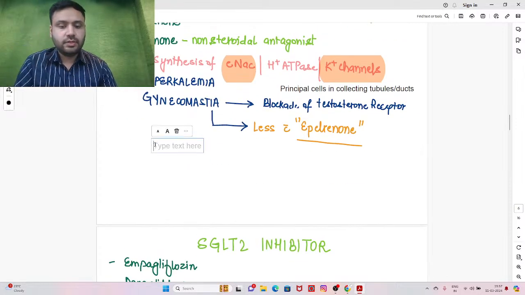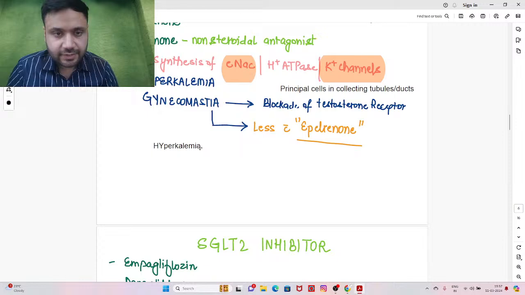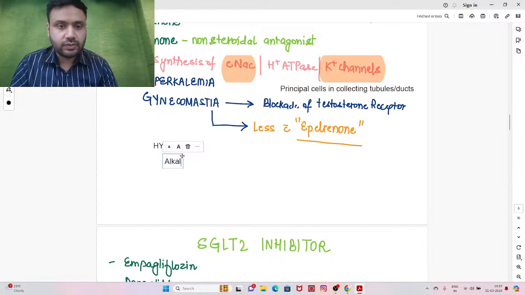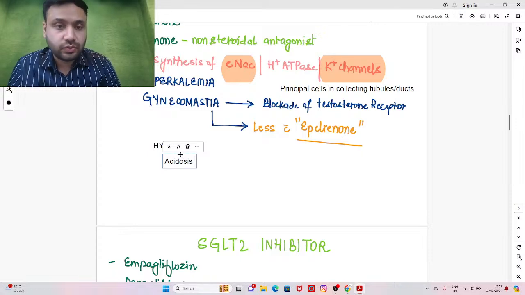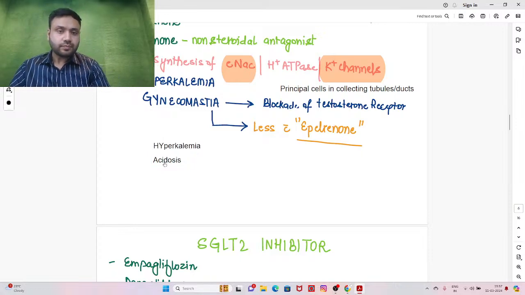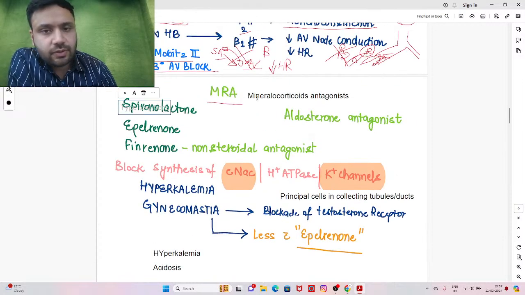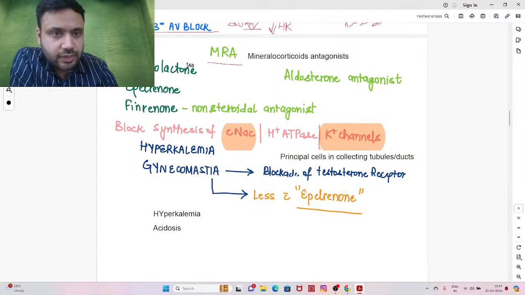It would cause hyperkalemia, which is an important and dangerous side effect. And second would be acidosis. Right? So these two are important side effects. There is one more side effect that is important for mineralocorticoid receptor antagonists, which is gynecomastia. I haven't introduced their names yet. These are spironolactone, eplerenone, and finerenone.